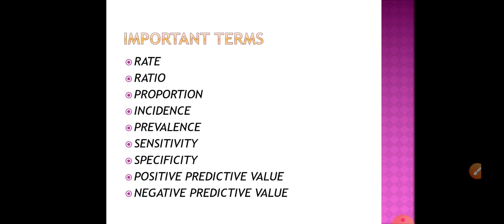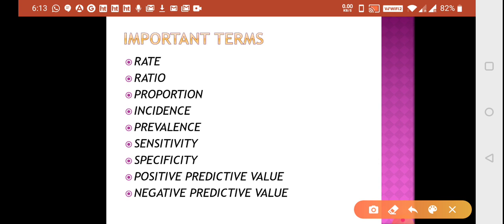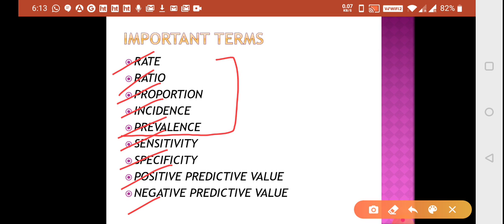So guys, we'll be dealing with epidemiology today, and we'll be covering it in several parts like rate, ratio, proportion, incidence, prevalence, sensitivity, specificity, positive predictive value and negative predictive value. In this video we will be covering these things, and in the next video these things. So these are basically the terms that you should be knowing.